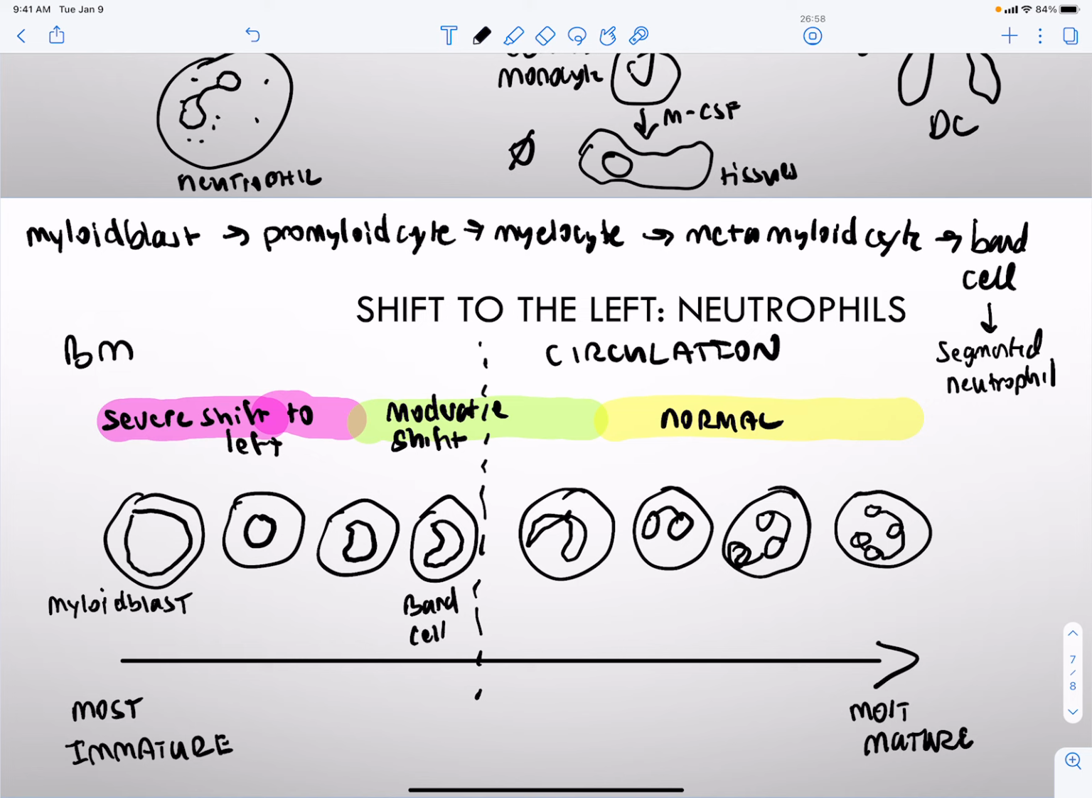Now, if you take someone's blood, you don't see any band cells and you don't see any segmented neutrophils. All you see are very large myeloblasts and promyelocytes, metamyelocytes, then that would be a severe shift to the left. Okay, so that's all. Thank you.